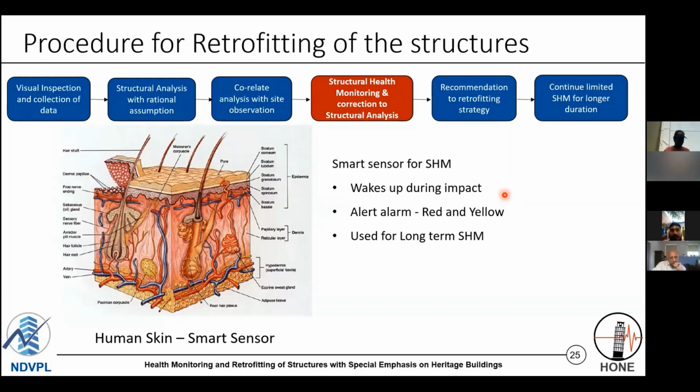Nearby buildings in Delhi Metro and Mumbai Metro are installed with vibration alarm systems. So these are smart sensors. These sensors can be used for long-term SHM, structural health monitoring. And the best example is human skin.